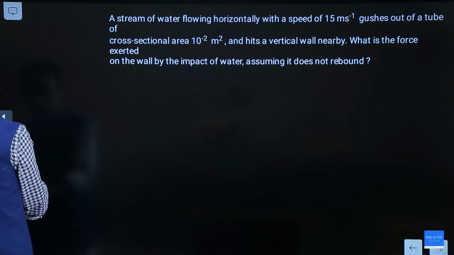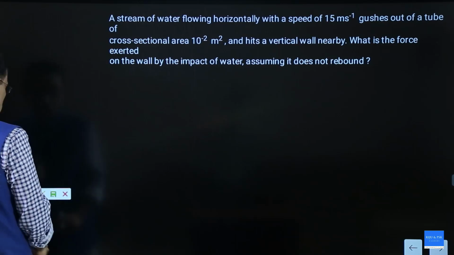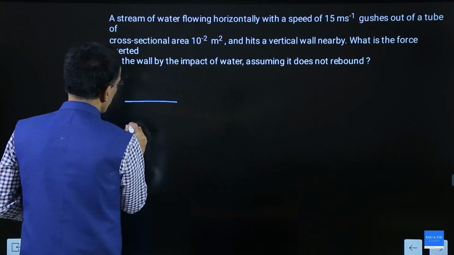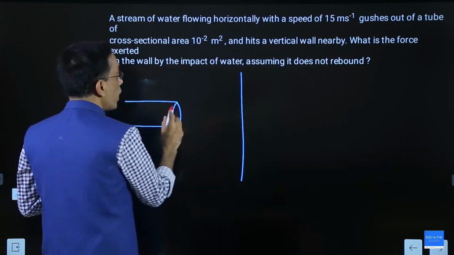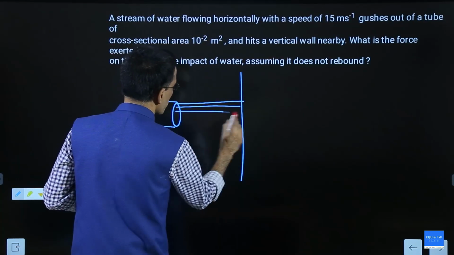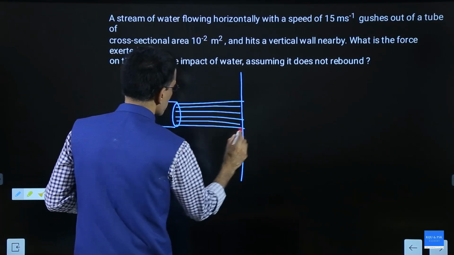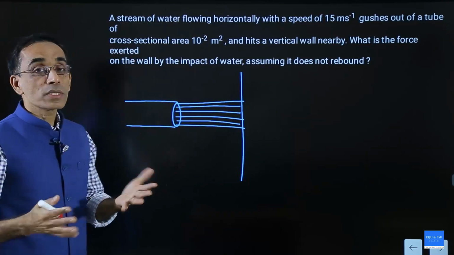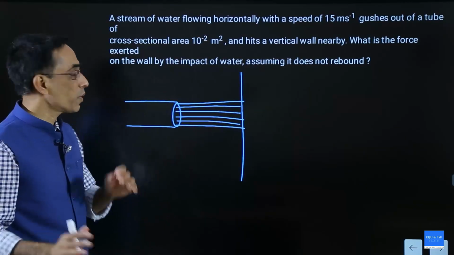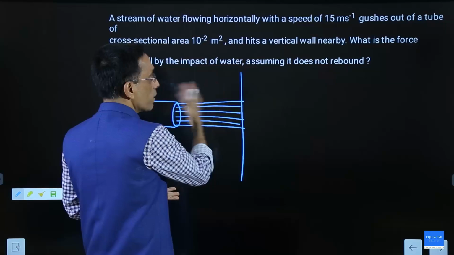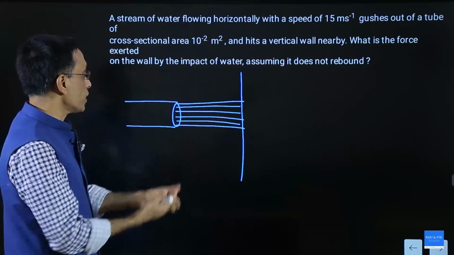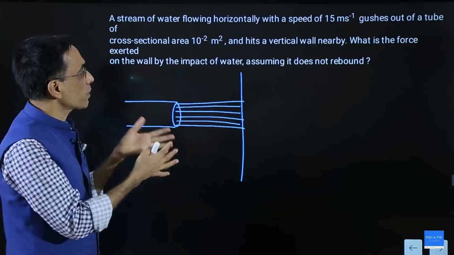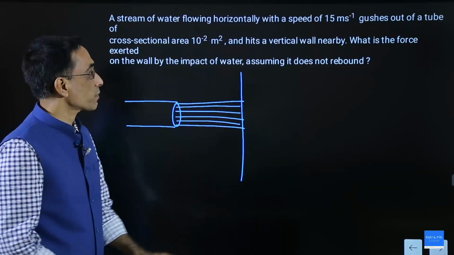But this is a very idealistic situation. It says that there is a pipe and there is a vertical wall, and water gushes out like this. Without rebounding is not possible. Definitely water will bounce. But if it is not rebounding, theoretically we assume that, then how much force is created by water on that surface?